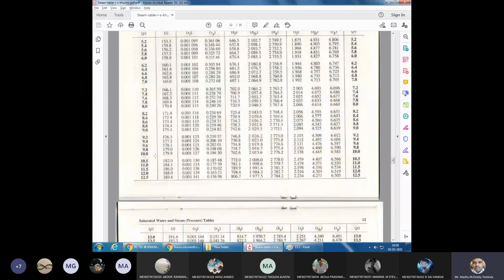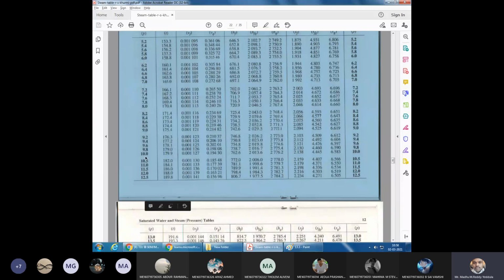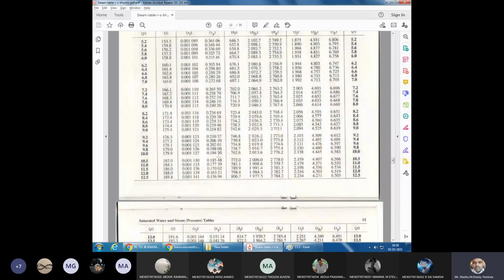Again, I am repeating: if the specific volume of the steam at 10 bar and 179.9 degrees centigrade is 0.194 meter cube per kg, what is the dryness fraction? That is equal to 1, yes or no? These are all saturated conditions. If you take 10 bar pressure and vg equals 0.194, that corresponds to dryness fraction 1. Is it clear?